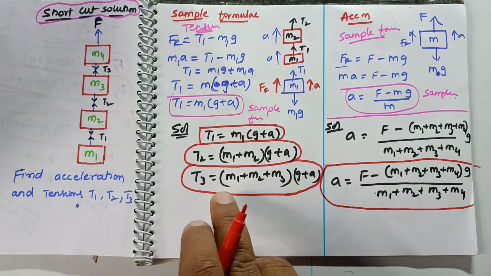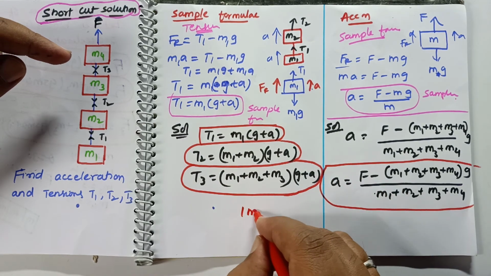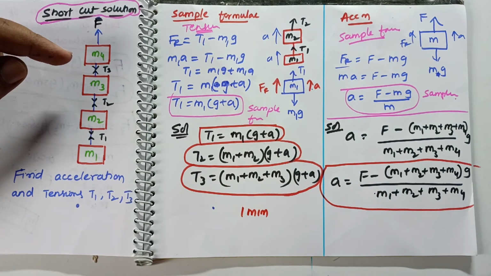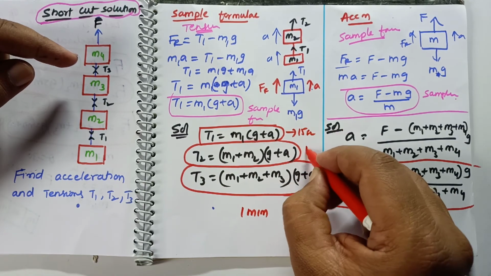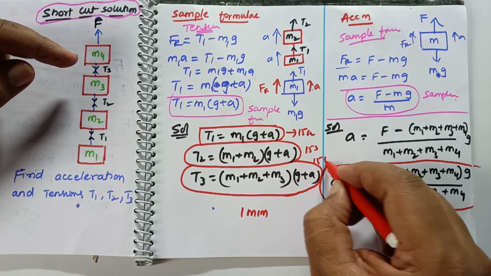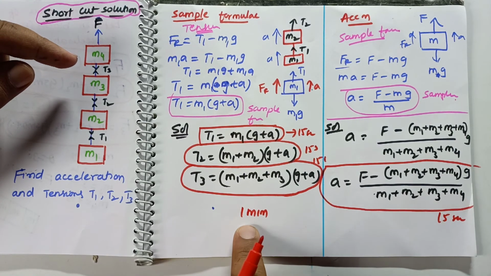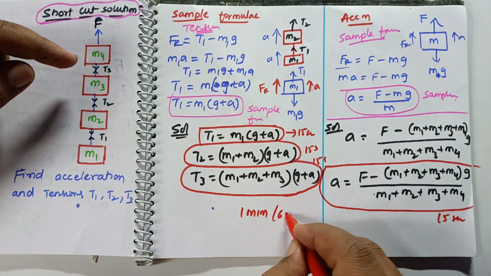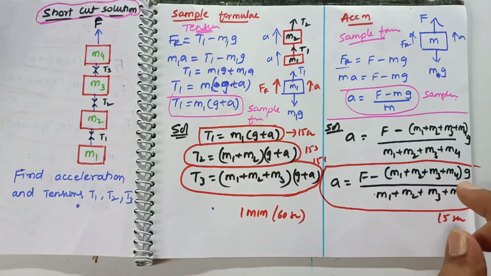Directly, how much time will you take? You can do this problem in less than 1 minute. Why am I saying less than 1 minute? Each step will take 15 seconds, so in total 60 seconds, which is equal to 1 minute. So you can solve this problem in just 1 minute if you know the clue here.